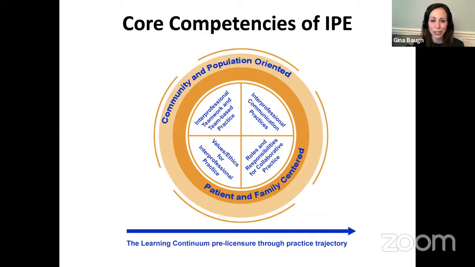Then this past semester, about a month ago, we traveled through the mistake room where we learned the importance of working together through teamwork and collaboration. And then this is our final of these sessions for this academic year for IPE. We're really going to dive more deeply into IPE communications, but we'll really see that all four core competencies come together as we move from the didactic or classroom scenarios into these standardized patient simulated encounters.